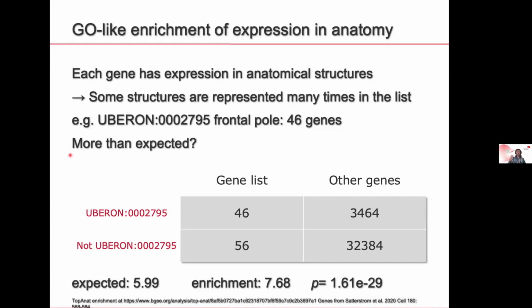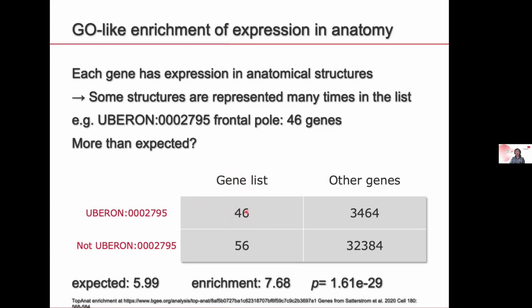So if I have a gene list, some anatomical structures are represented many times in the list. I have a gene list and many of these genes are expressed in the brain, for example. So I will have the term brain associated to these genes many times. For example, here I put the example frontal pole. I have 46 genes from a list which are expressed in the frontal pole. And here my gene list has 46 genes expressed in frontal pole, and my total size of my gene list is 46 plus 66, 112 genes.